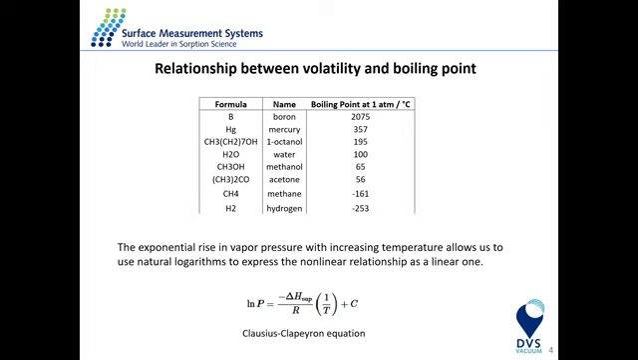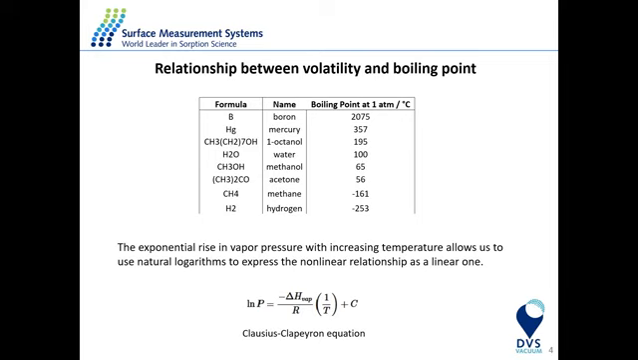Now, the other important parameter is the relationship between volatility and the boiling point. Volatility describes generally how readily a substance vaporizes. So we have the table here which shows different compounds varying from boron to hydrogen. But what we can see from this table is as the boiling point goes down, the volatility goes up. So hydrogen is very highly volatile compared to, let's say, mercury, which is the least volatile.